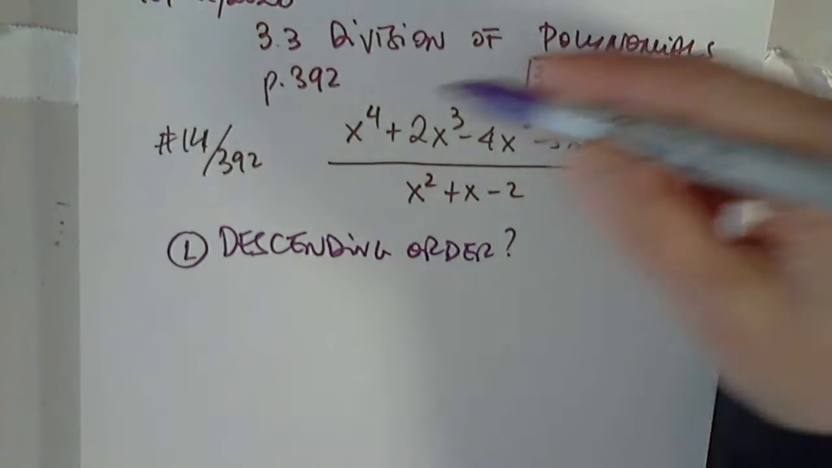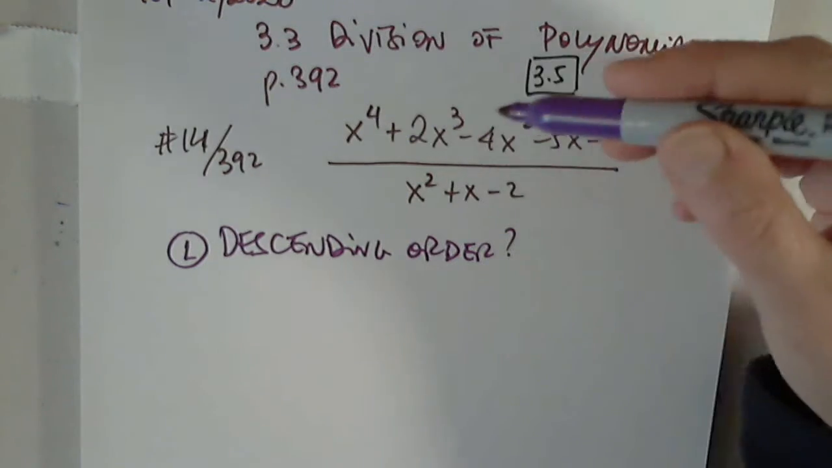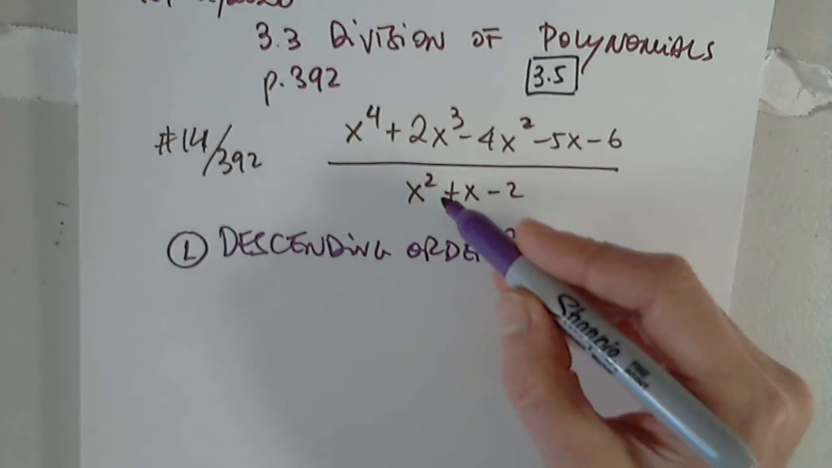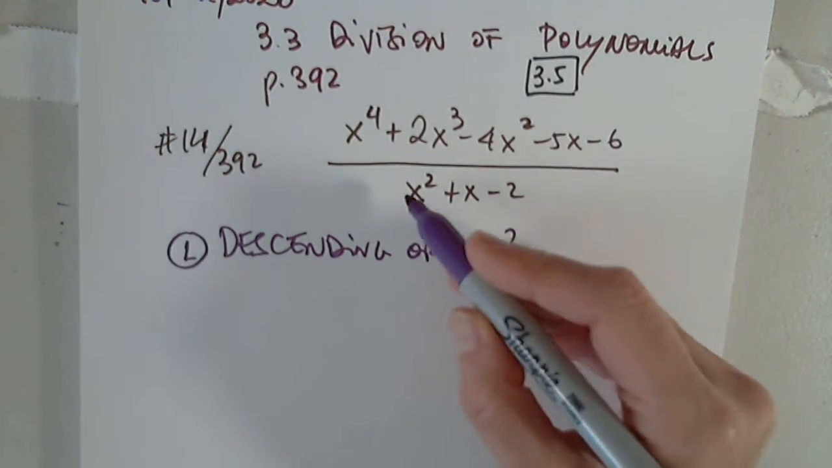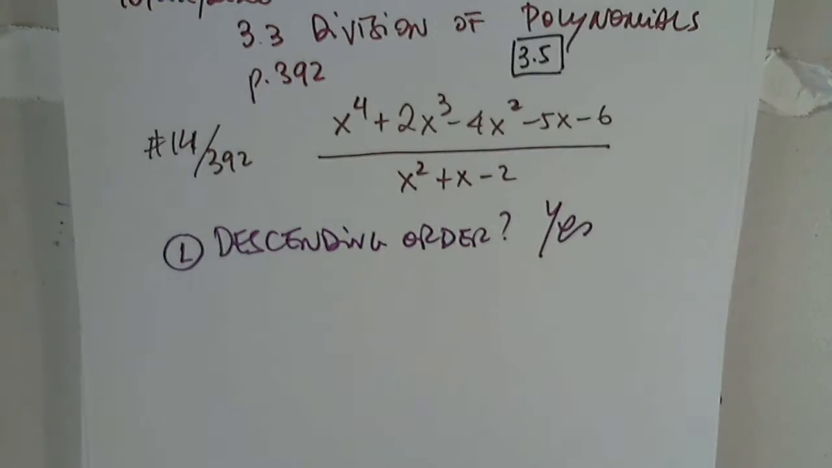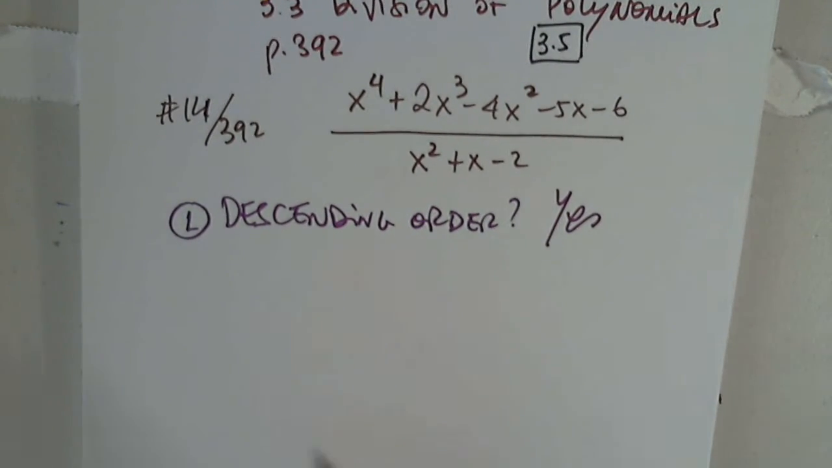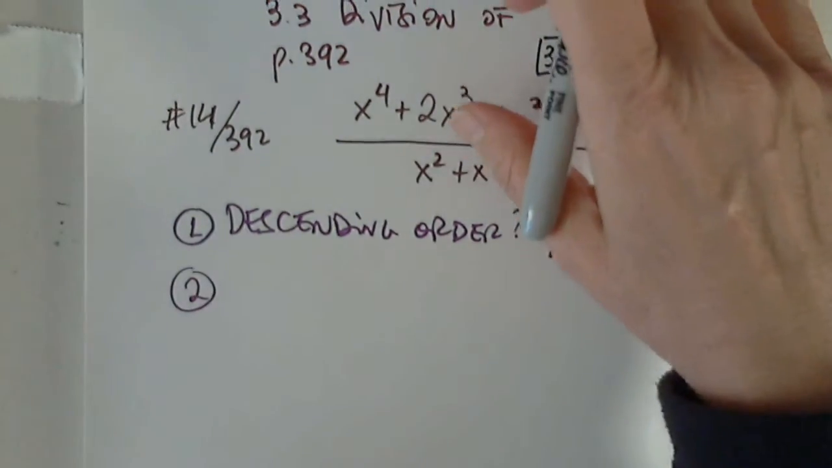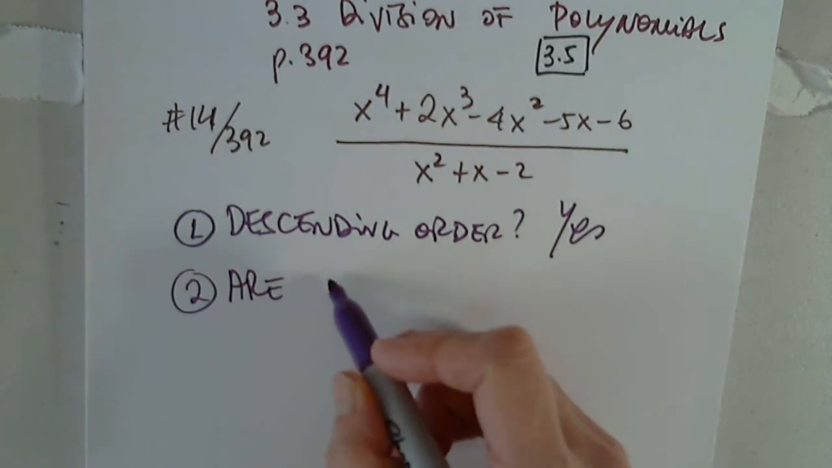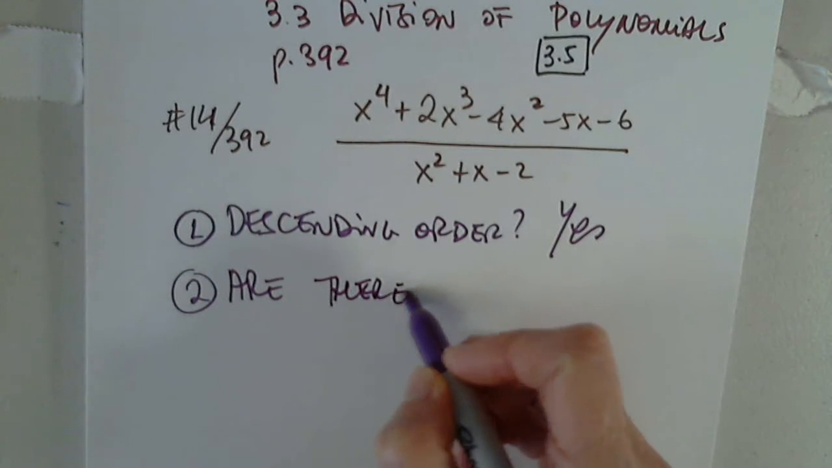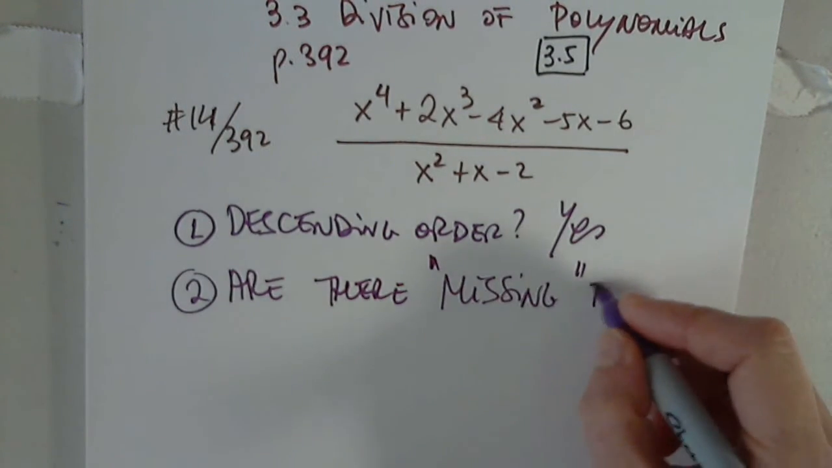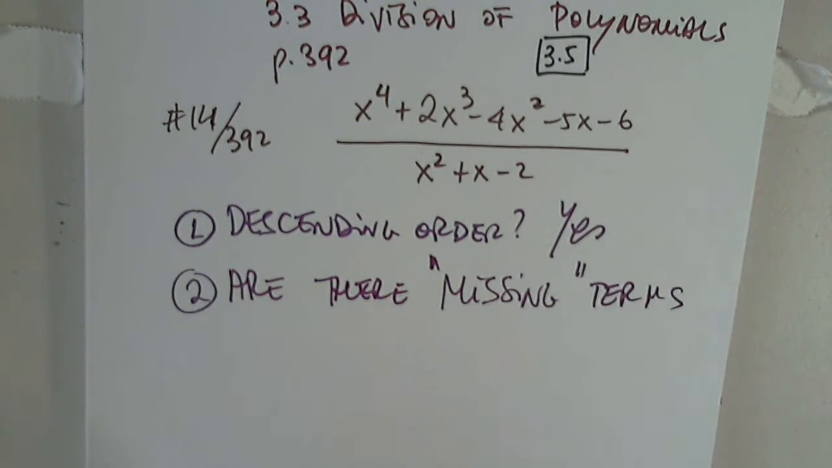Yes, the polynomial has degree 4, degree 3, degree 2, degree 1, degree 0. The polynomial in the denominator has degree 2, degree 1, degree 0. Yes. Otherwise, I have to rearrange them. My second question is, only for the numerator, are there missing terms from the numerator?